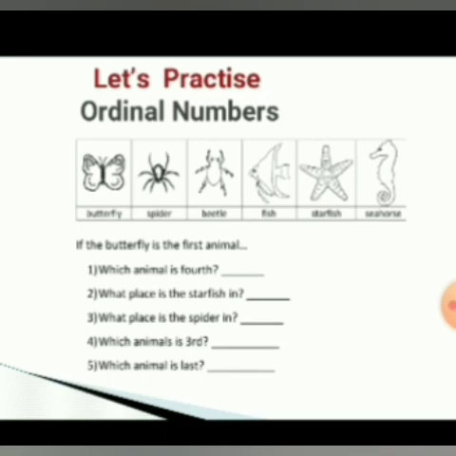The first one is, which animal is fourth? Second, what place is the starfish in? Third, what place is the spider in? Which animal is third? And the last is, which animal is last? If you remember the ordinal numbers, that is first, second, third, fourth, fifth, sixth, seventh, 8, 9 and the last one was 10th. Okay, you can give this answer in the comment section.